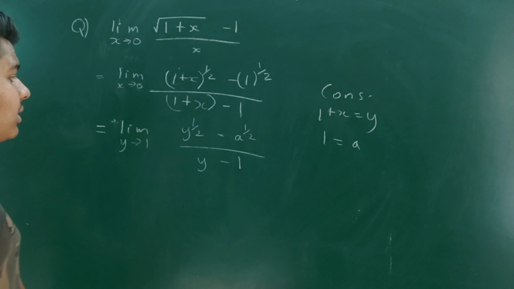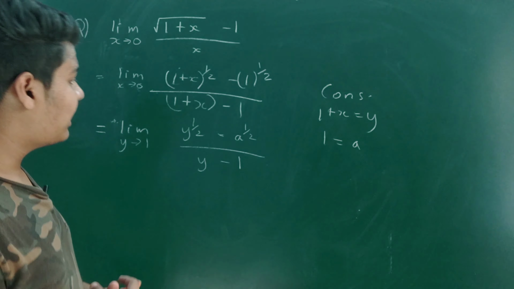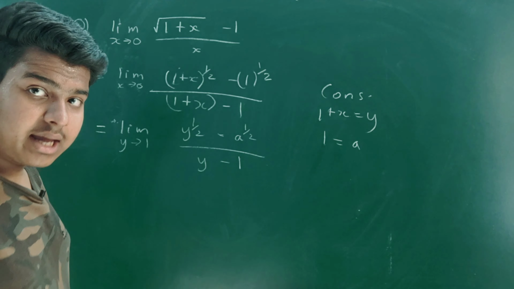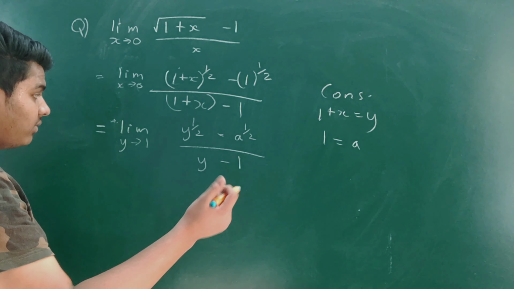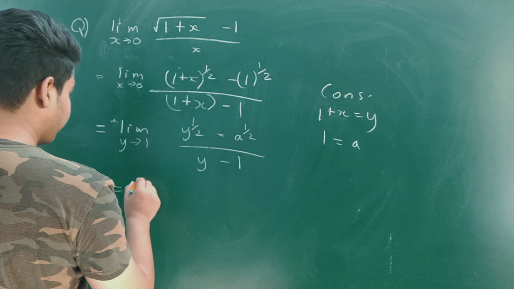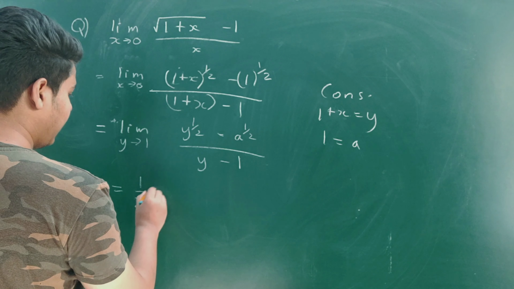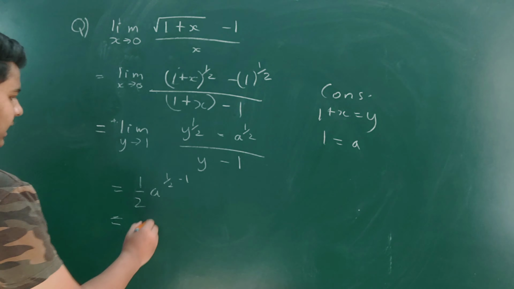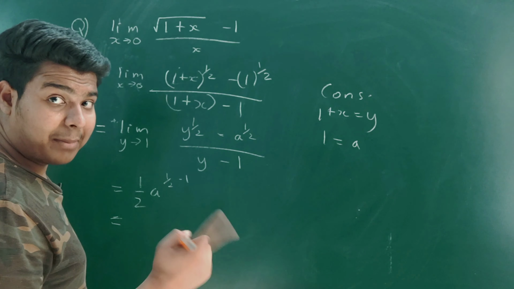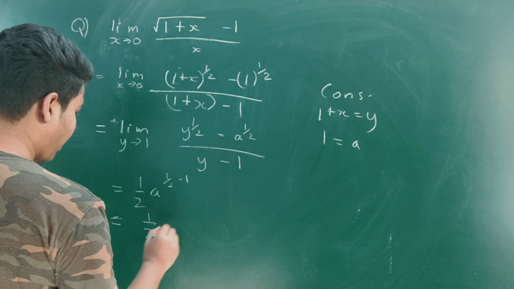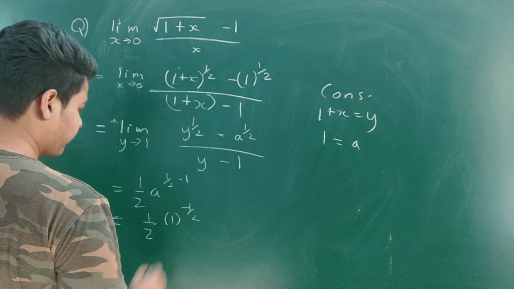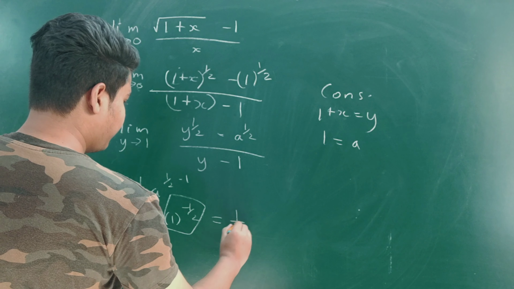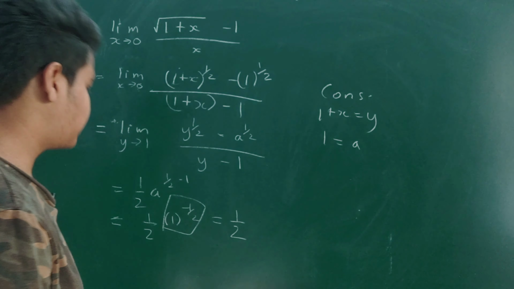Okay, same formula: any variable to the power n minus a constant to the power n, upon the same variable minus the same constant, gives you n times a to the power n minus 1. That formula we are using. It will become half a to the power half minus 1. So I simply put down the value of a, and 1 by 2 minus 1 means minus 1 by 2. A means 1. It will be half times 1 to the power minus 1 by 2. And as you know, 1 to the power any number is 1. The answer is 1 by 2. This is the final answer to the solution.